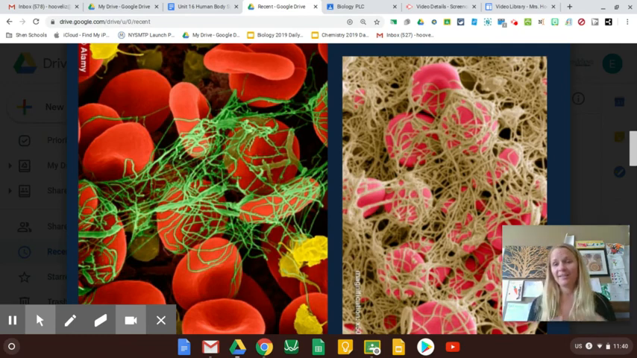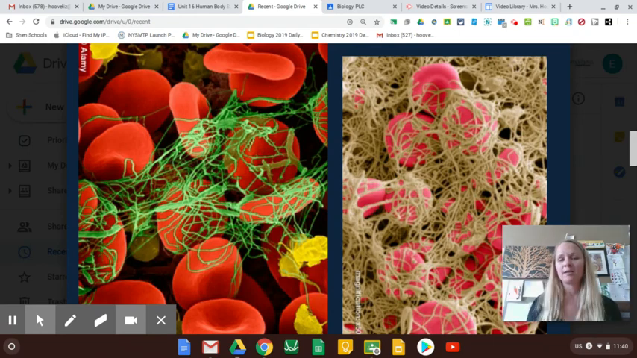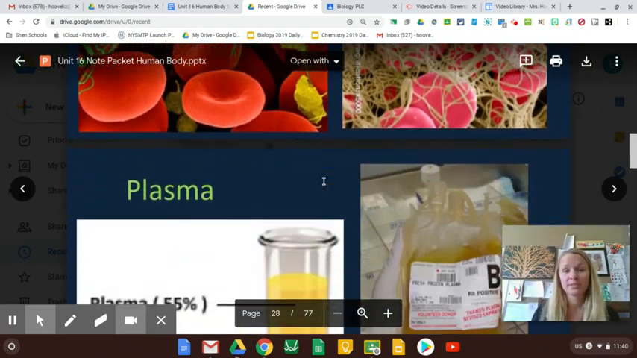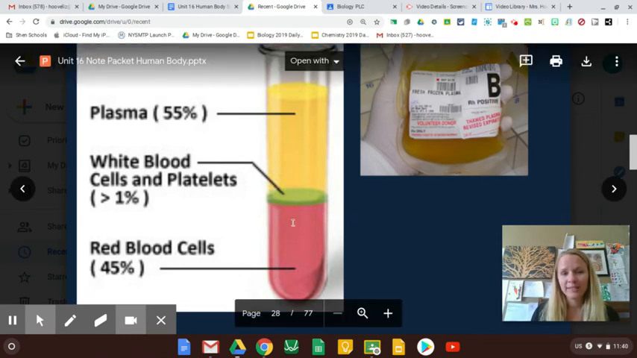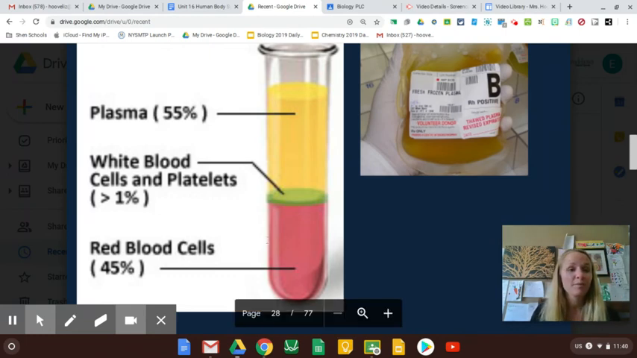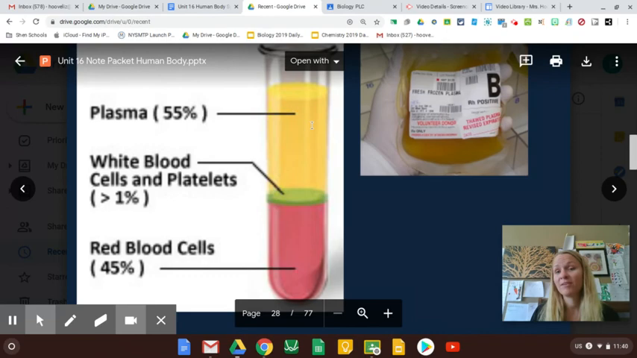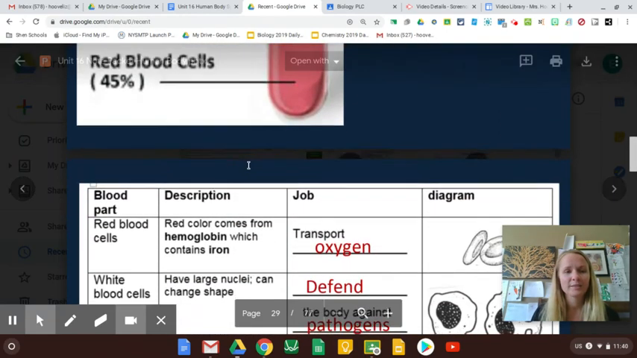If you get a cut, they're going to form this fibrous network. It's almost like what forms a scab. They're going to cover it with all these little platelets to heal cuts or wounds. And plasma is like the goo. So if you took your blood and spun it in a centrifuge to separate the parts out, it'd be 45% red blood cells, 1% white blood cells, and 55% plasma. So for some reason, sometimes people just need the plasma.